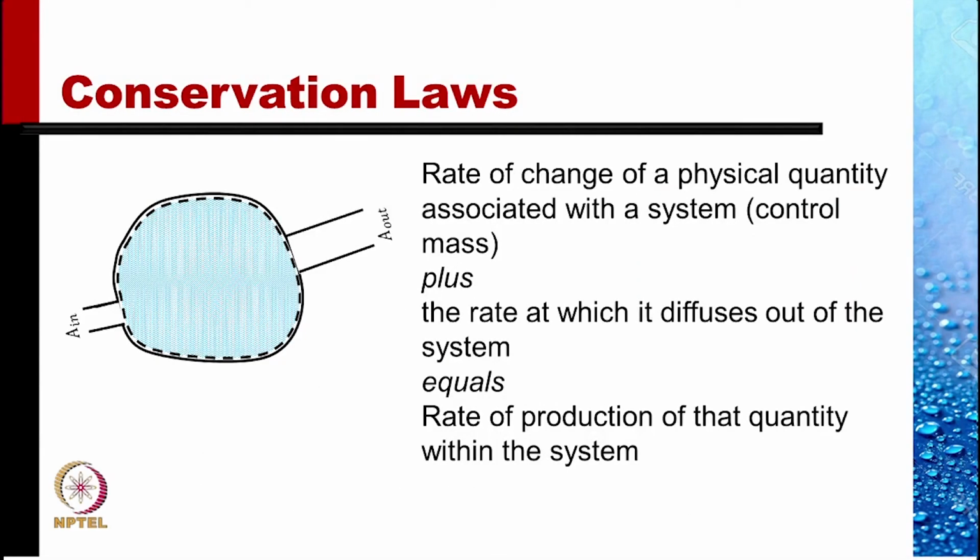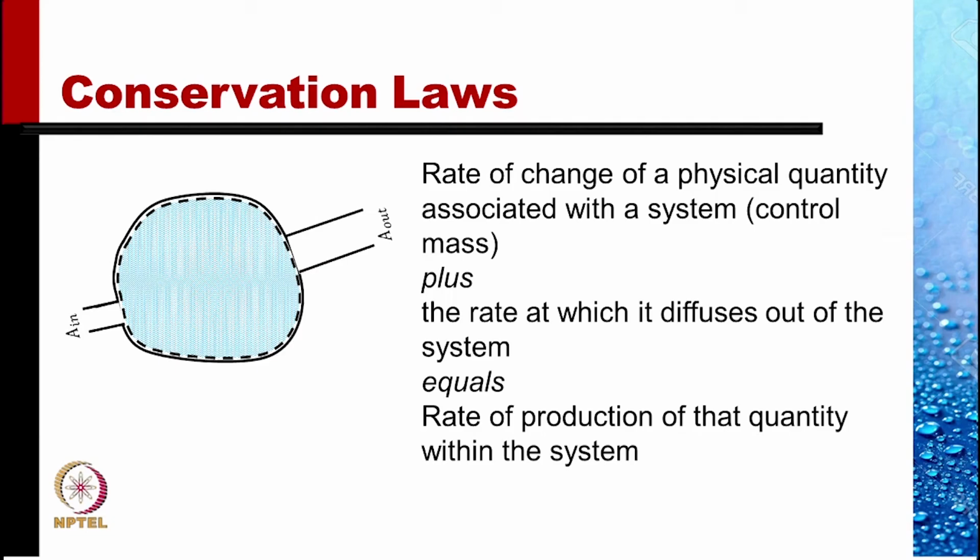The rate of change of physical quantity associated with the system, the control mass, minus the rate at which it diffuses out of the system, equals the rate of production of that quantity within that system. That is how we write the conservation laws. The rate of change of physical quantity associated with the system minus the rate at which it diffuses out of the system is equal to the material rate of the quantity within the system, which is also equal to the rate of production of that quantity within the system.